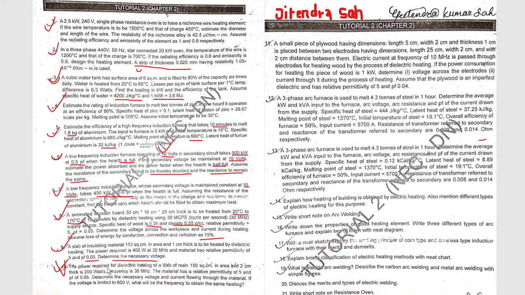So here we have the power required for dielectric heating of a slab of resin 150 cm² in area and 2 cm thick is 200 watt, and frequency is 30 megahertz, and the material has a relative permittivity of 5 and power factor is given as 0.05. Determine the necessary voltage and current flowing through the material. If the voltage is to be limited to 600 volt, what will be the frequency to obtain the same heating?